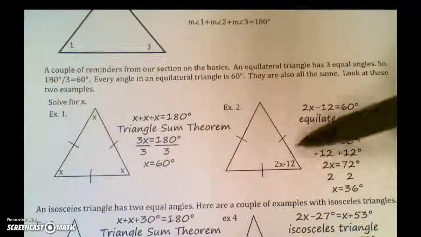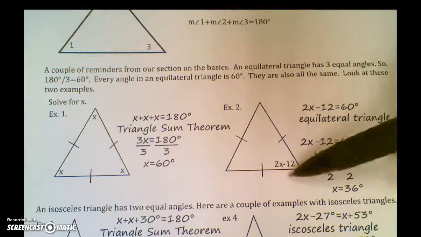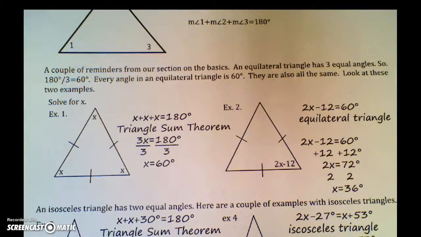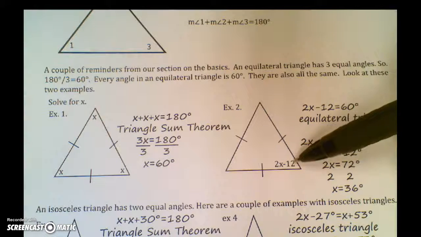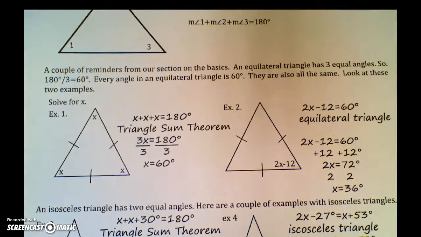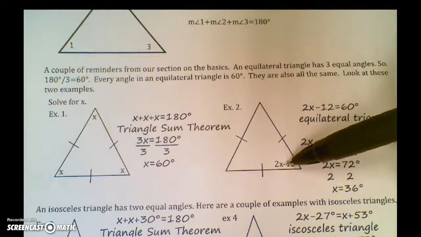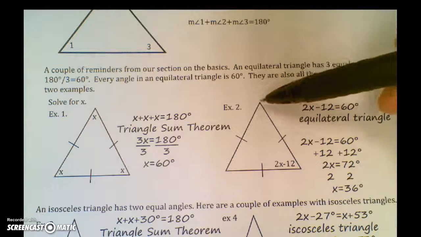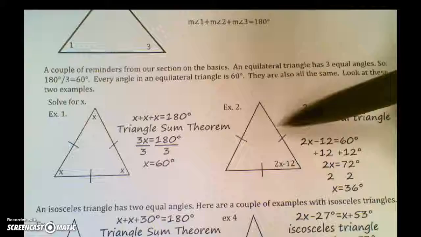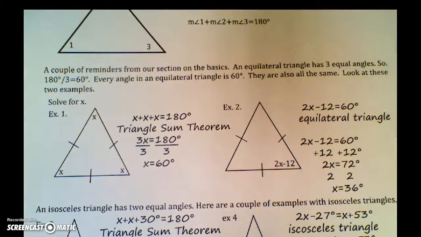Using that information, if you're looking for a particular angle in a triangle that's equilateral, you can just set that angle equal to 60 and solve. Because you know if this is 2x minus 12, then this has to be 2x minus 12, and this has to be 2x minus 12. So you could have set it up equal to 60 and done a little bit less work.